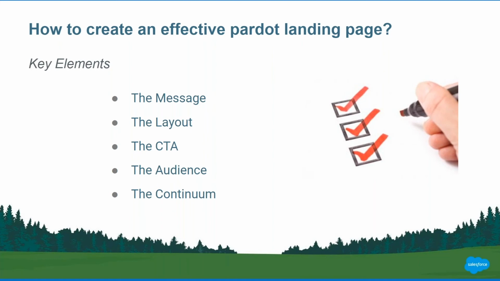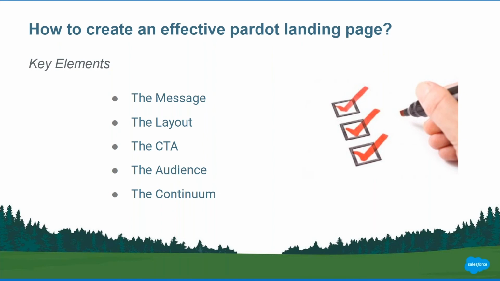The second element is the layout. It is essential for your landing page layout to include some headlines, subtitles, or forms if action is required for them to submit information, some bullet points, and some testimonials, also known as your social proof.